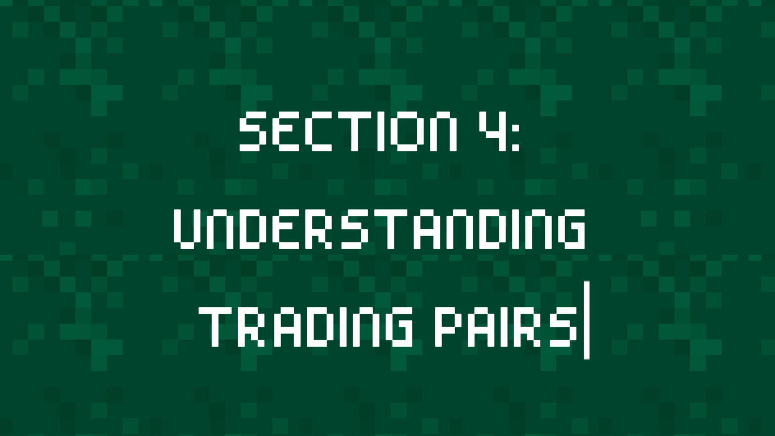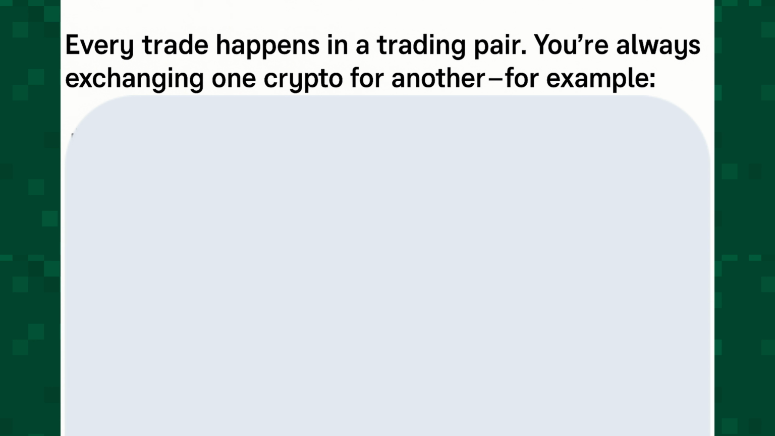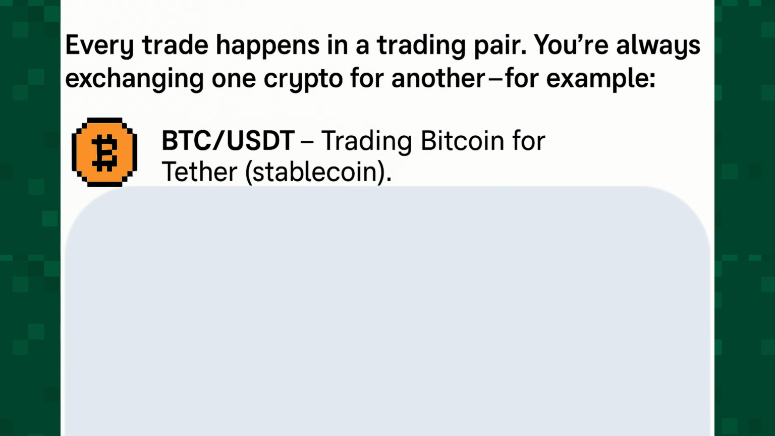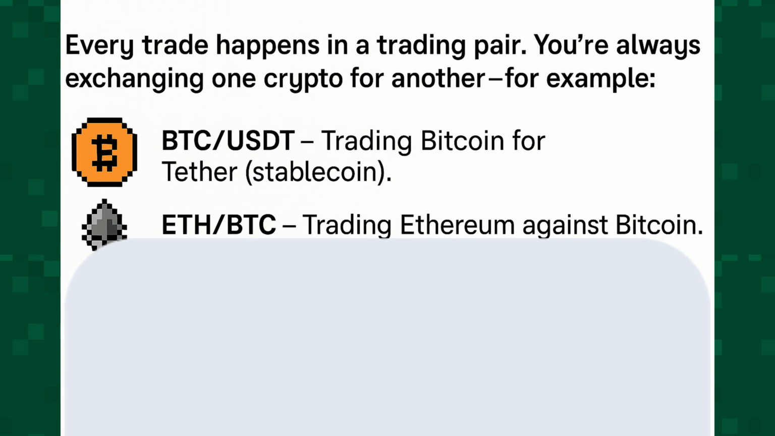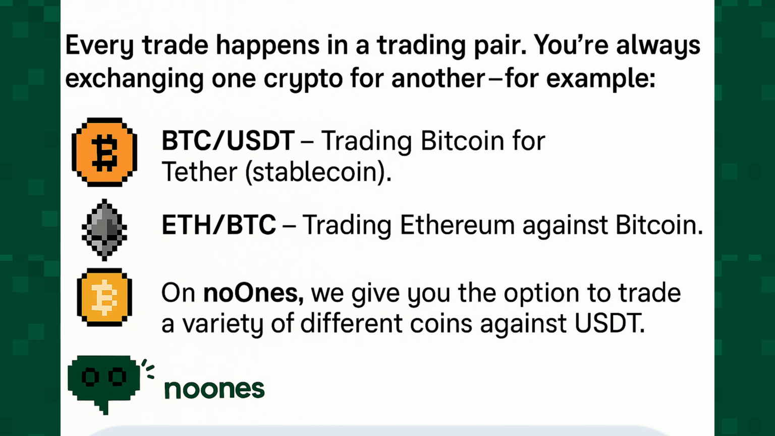Section 4, understanding trading pairs. Every trade happens in a trading pair. You're always exchanging one crypto for another. For example, BTC/USDT, trading Bitcoin for Tether, a stablecoin; ETH/BTC, trading Ethereum against Bitcoin. On NoOnes, we give you the option to trade a variety of different coins against USDT.